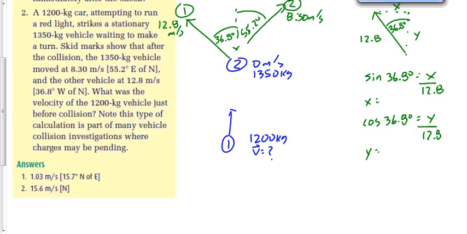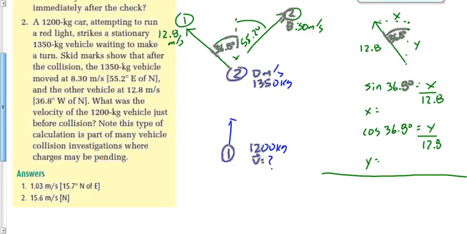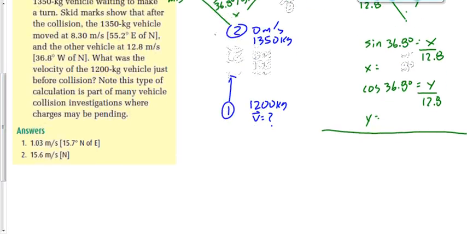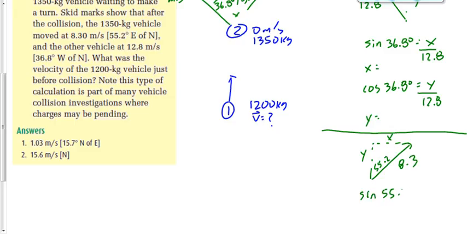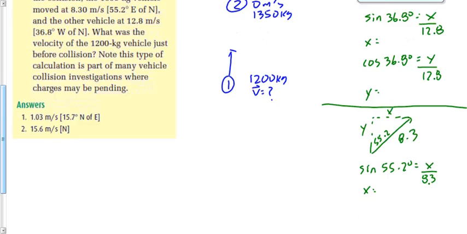While you guys are calculating that, we'll go to the other one and do that one as well. This time we have 8.3 at 55.2. Sine 55.2 equals opposite over 8.3. And we'll say cosine 55.2 is equal to adjacent over 8.3.